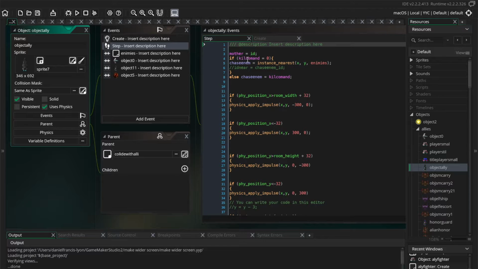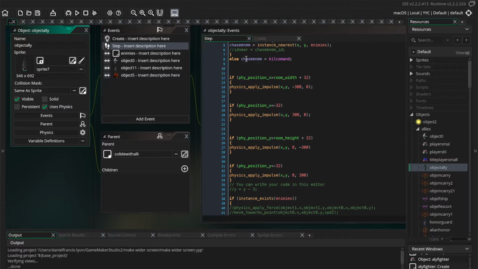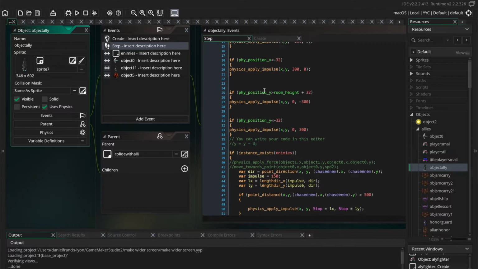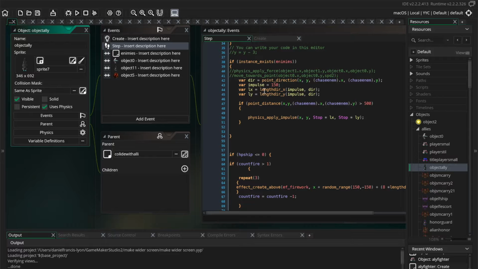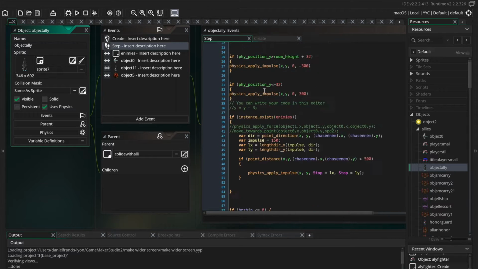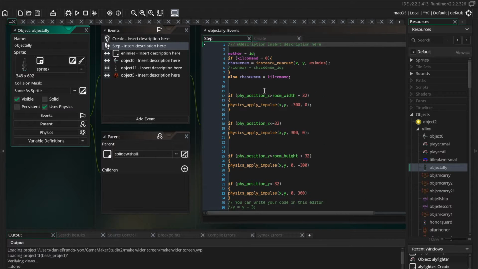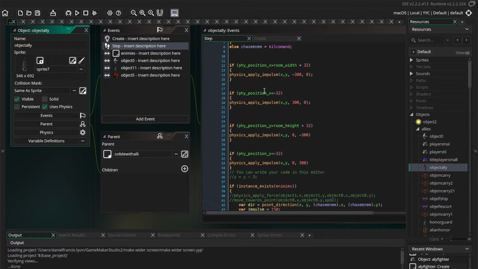I'll skip this. It usually just attacks, it usually just flies towards the nearest enemy, but I'm able to give it a kill command to have it fly towards something else. Screen wrap. I'll skip the screen wrap, but basically if it goes off the screen, well, actually, it's not really a wrap anymore. I think I changed it. It was a screen wrap, but I modified it. So now it just gets pushed back on screen.